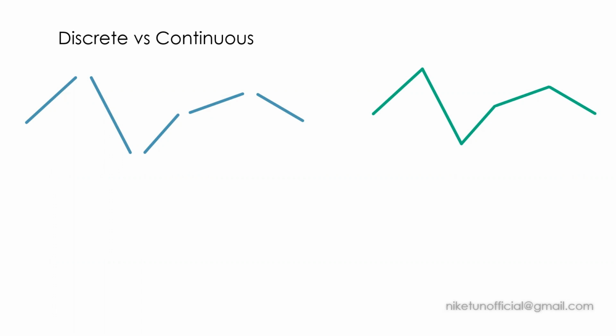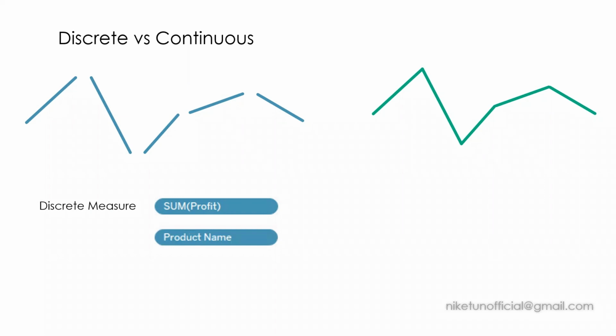Whenever you work on data, you'll find discrete and continuous values. In Tableau, they are represented as blue and green respectively. That means whenever you see any blue value, keep in mind that it's a discrete value. And whenever you see anything which is in green color, that's continuous. Something like this. I have sum of profit, which is a measure, but it's blue in color, and thus it is a discrete measure. Similarly, product name, that's a dimension, and it becomes a discrete dimension.